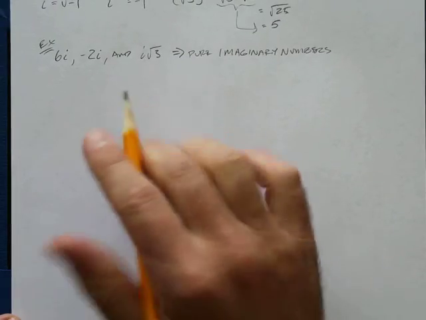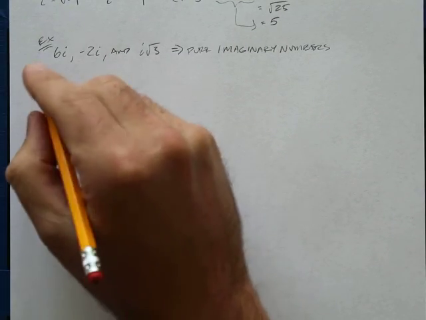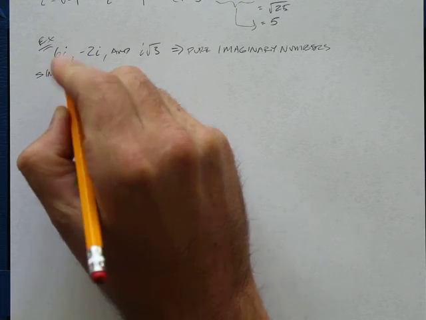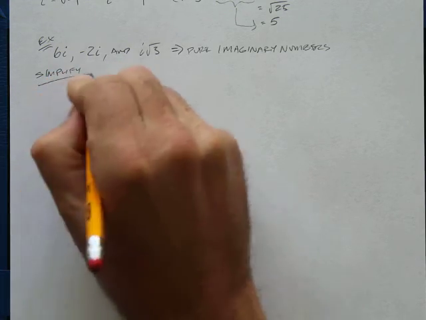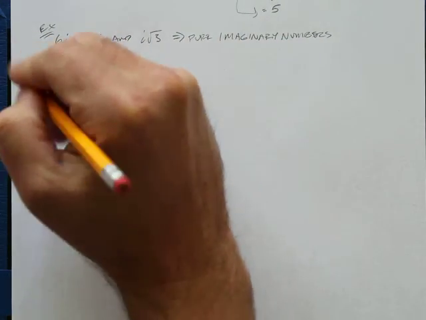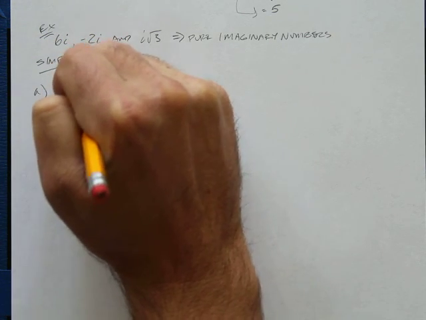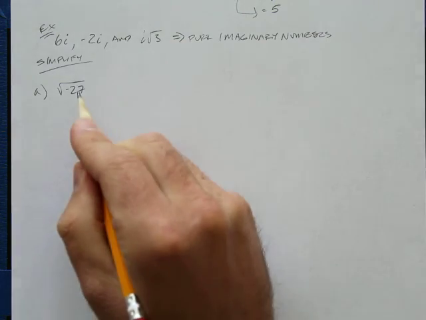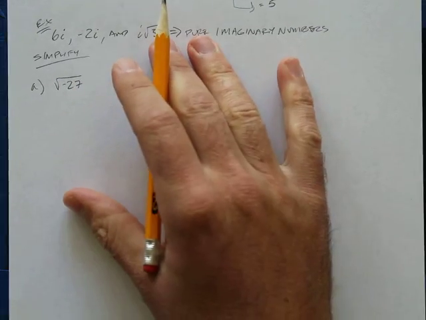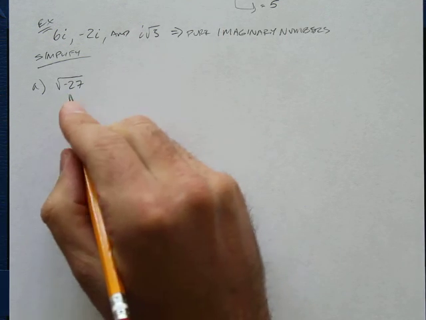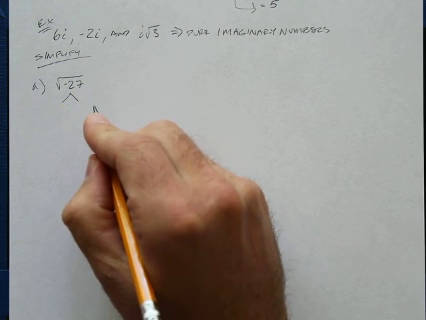So let's do some examples on what you might see in the homework. Here, you are being asked to simplify. Let's do a few of these. So A is going to be the square root of -27. Again, up until now we've said, oh, square root of negative, I can't do that. We are going to do something with this now.